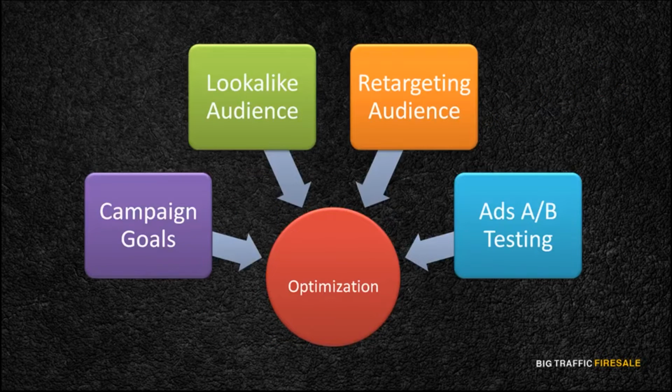From the previous courses, I'm sure that you now have an idea on how to run your Facebook ads. However, running your ad is one story and optimizing it is totally a different one. There are 4 critical steps to your Facebook ads optimization. 1. Defining your campaign's goals and strategies. 2. Refining your lookalike audience. 3. Narrowing down your retargeting audience. 4. Facebook ads A/B testing.